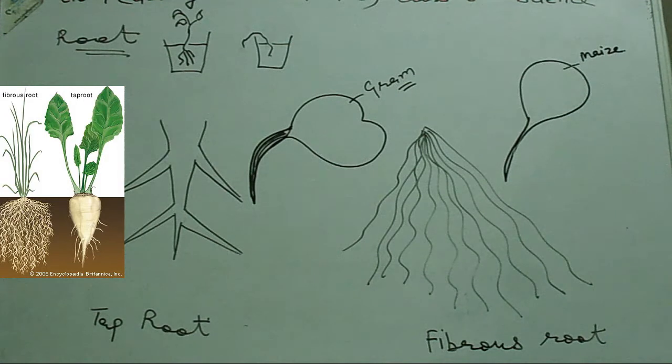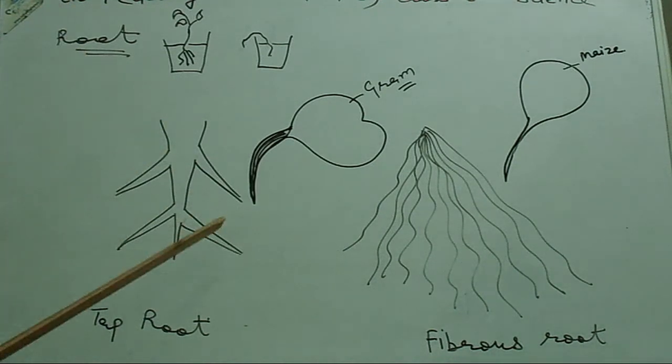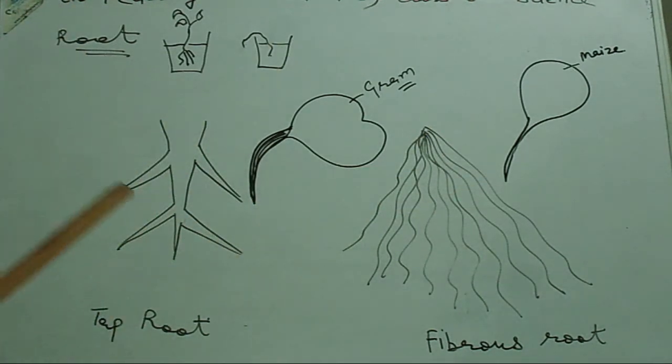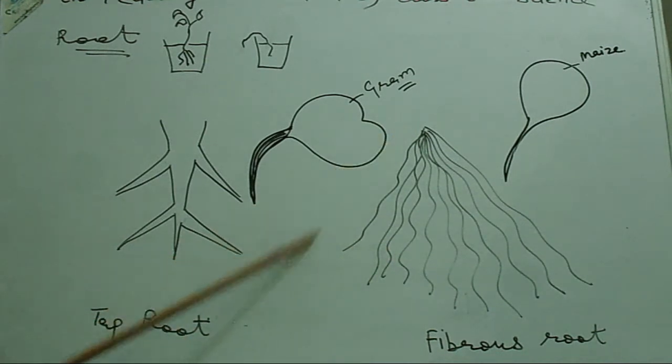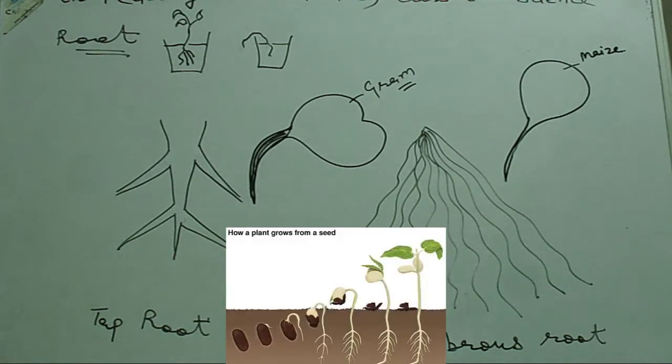You will be amazed to know that taproot is present in those plants whose leaves show reticulate venation, but fibrous roots are present in those plants whose leaves have parallel venation. So this is also a difference between them. This category of plants is called dicotyledonous, and this is monocotyledonous.